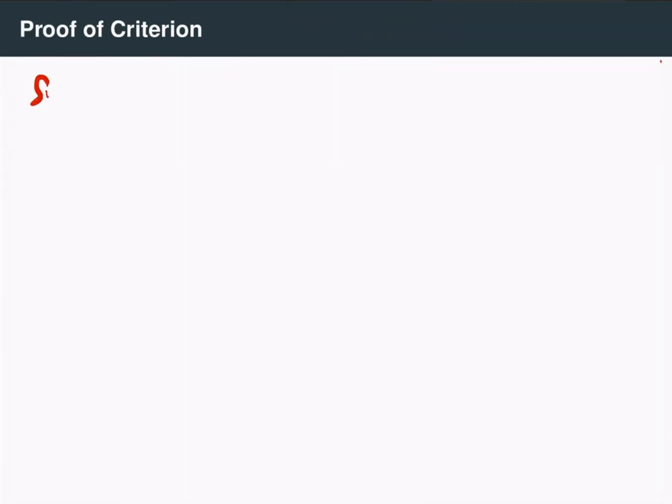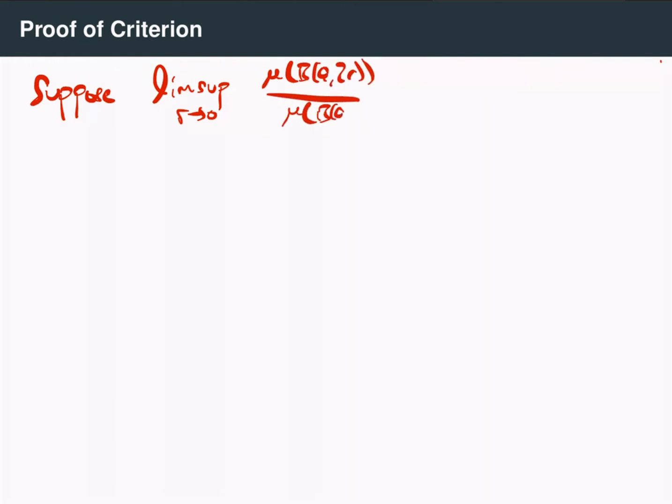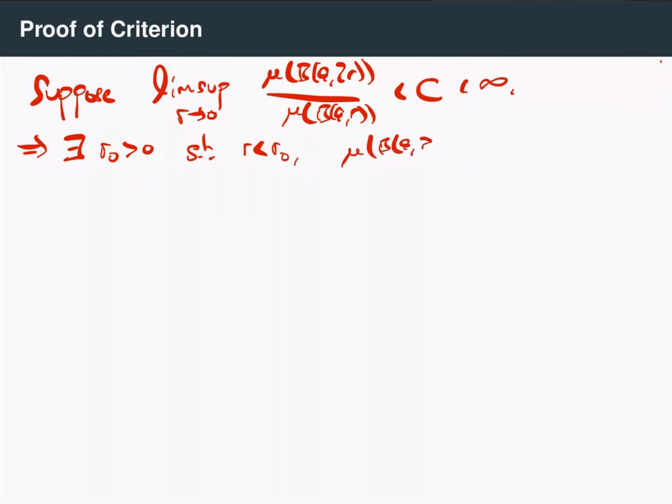So suppose that the lim sup of the measure of the doubles at the point A is strictly less than some finite number c. So this implies that there exists some number r0 bigger than 0, such that for r less than r0, we have that the measure of the ball centered at A of radius 2r divided by the measure of the ball centered at A of radius r is strictly less than c.